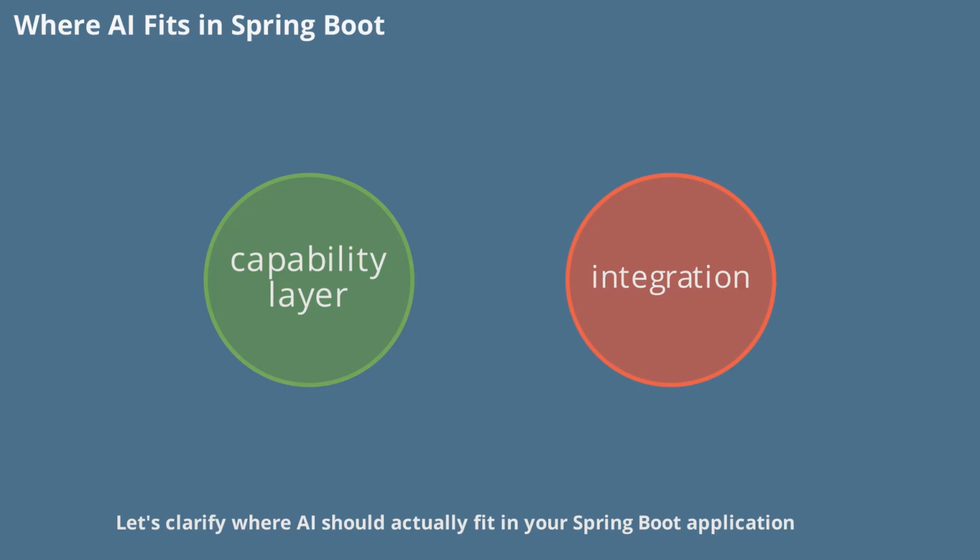Let's clarify where AI should actually fit in your Spring Boot application. AI is not your core business logic. Instead, think of it as a capability layer, similar to how you use search engines like Elasticsearch, messaging systems like Kafka, or caching with Redis. You don't let these tools take over your architecture, you integrate them carefully. The same goes for AI.